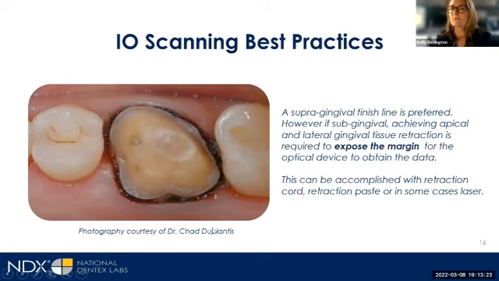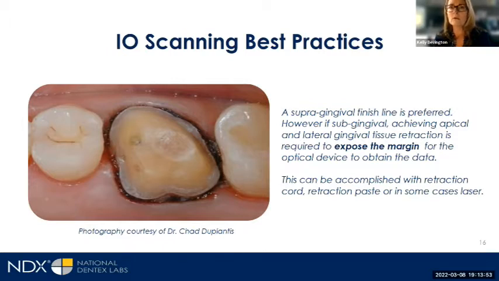So this is an example of a textbook prep and gingival tissue retraction and isolation. And what I mean by gingival tissue retraction is the exposure of the margin. It's critically important. That is our greatest part of the foundation that we do in acquiring the data from a digital scan. So you absolutely want to be able to see that margin 360 degrees.